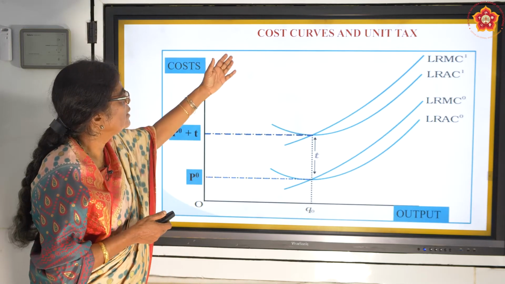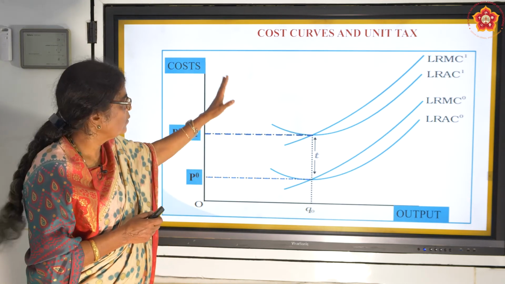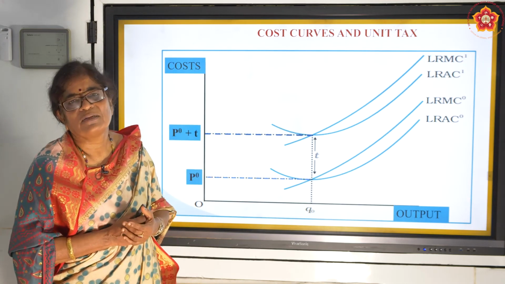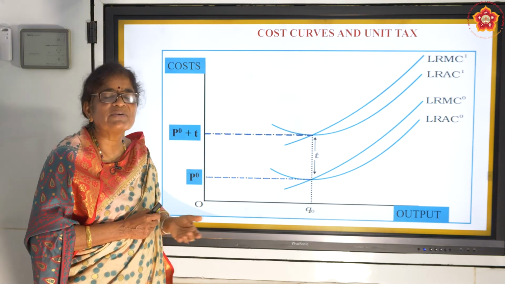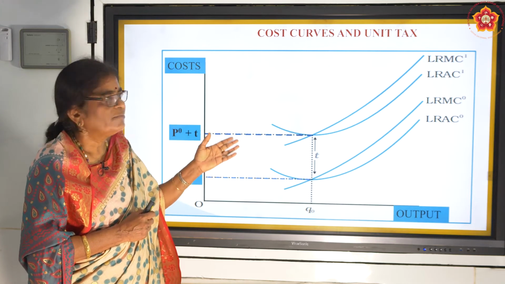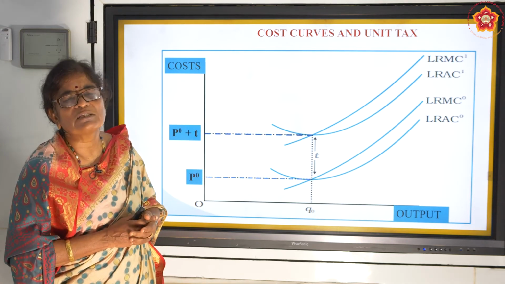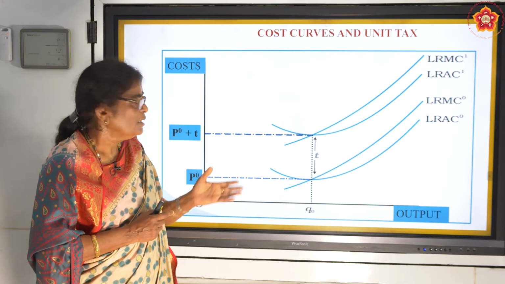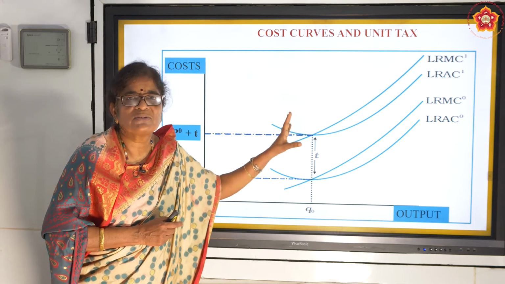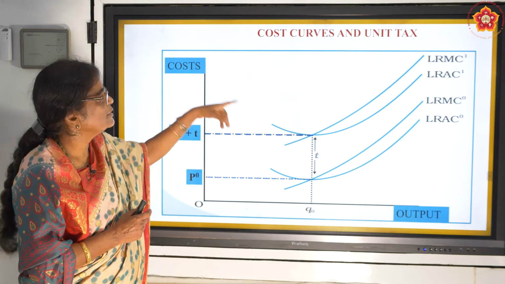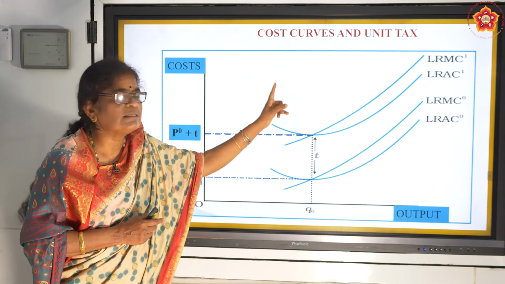What will happen now? As far as tax is concerned, we are only considering the long run cost curve, because taxation is a continuous process. It is the taxation scheme of the government. It will not consider a supplier who supplies for 1 day or 2 days, a small short run supplier. We are taking only long run firms which supply the outputs, which come under the taxation scheme of the government. Therefore, we are only considering the long run.